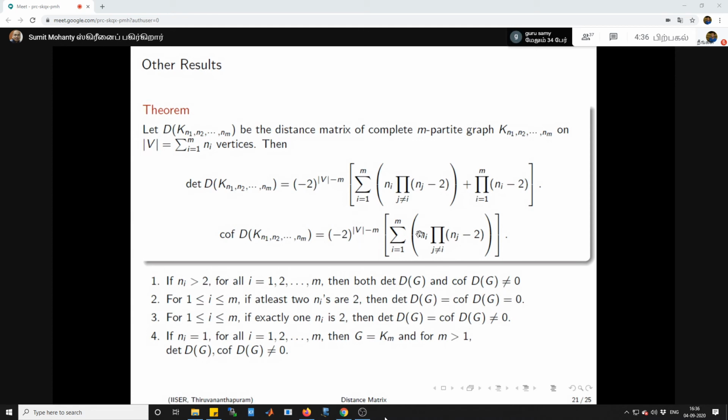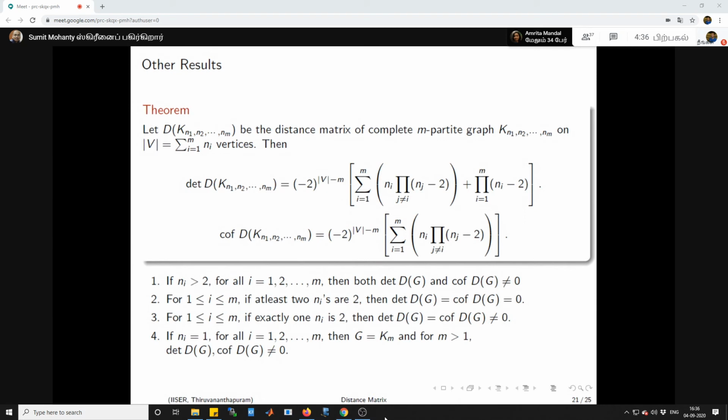If I take any two n_i's to be 2, then the cofactor is 0. There are infinitely many complete M-partite graphs for which the determinant and cofactor are going to be 0. So just like in the block graph case, when Bapat and Zhao did it to get the inverse, we cannot select any block. There are lots of restrictions whenever you go for m greater than or equal to 3.